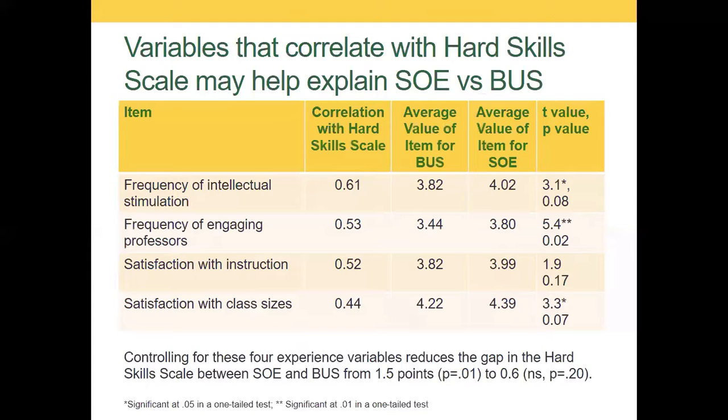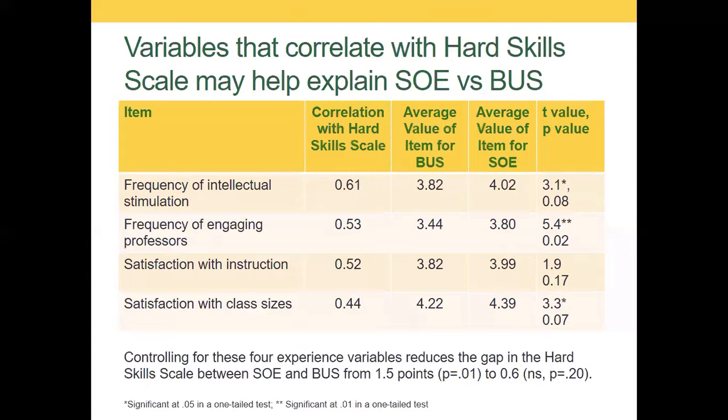Those values to the far right-hand side are measuring whether or not that difference between 4.22 and 4.39 is big enough. Is that big enough for us to say, that could be a problem? And it is a little bit of a problem. These students in business are somewhat aware that their classes are bigger, and they're somewhat less satisfied about that.